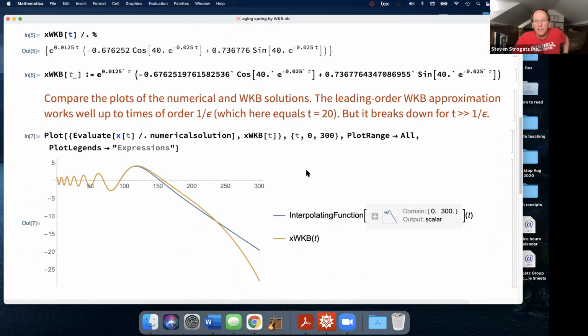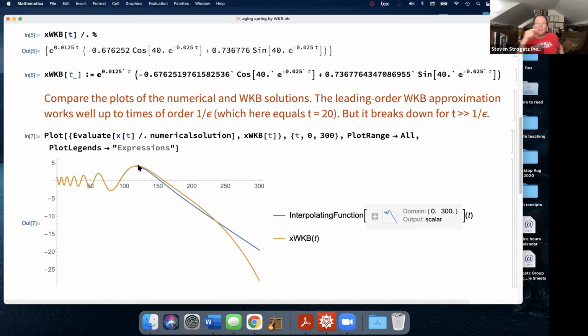So WKB is shown there in orange or whatever that color is that I never know in Mathematica, and blue is, no, I did that. Yeah, that's right. Blue is the numerical. Orange is the WKB. So notice that WKB is totally on top of the numerical solution and starts to show visible departure out here at time around, I don't know, 120 or something.